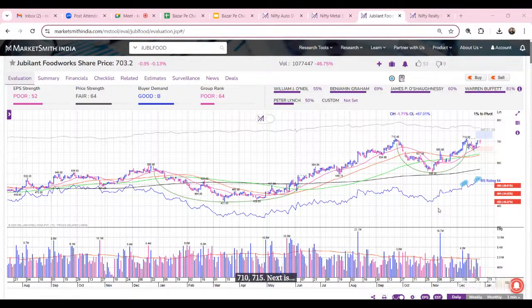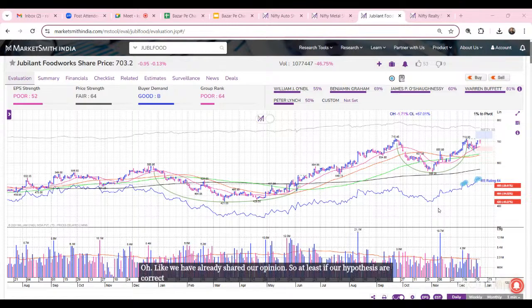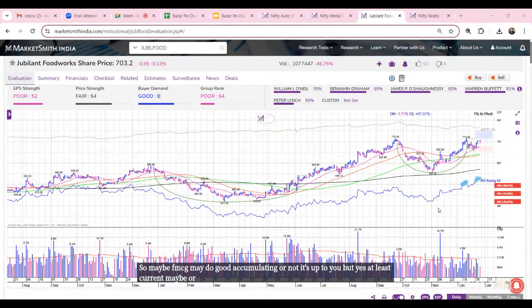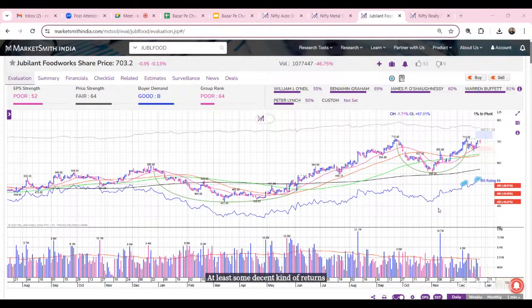We have already shared our opinion. At least if our hypotheses are correct and things are improving, then maybe FMCG may do good. Accumulating or not, it's up to you. But if our hypothesis goes wrong, then obviously that would be negative. But yes, we are expecting positivity. So maybe in the coming days or weeks, at least some decent returns can be expected from this particular space.